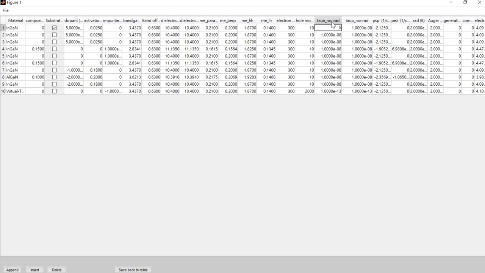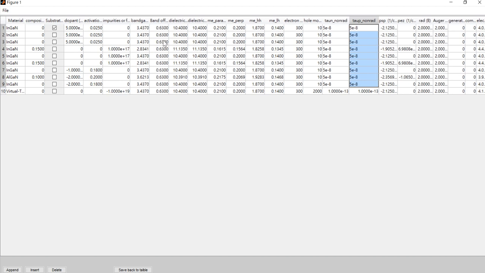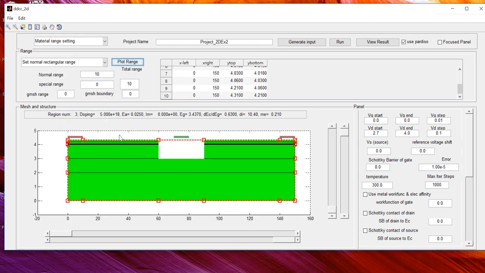But here, just remember to change to 5e-8. Okay, let's check if doping is changed. Looks okay. Set back to table. Okay, so let's check range setting, plot range. Just check if everything is covered.